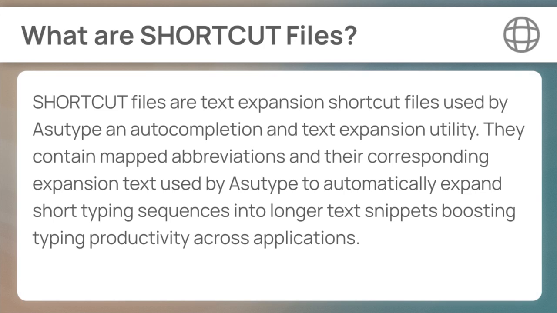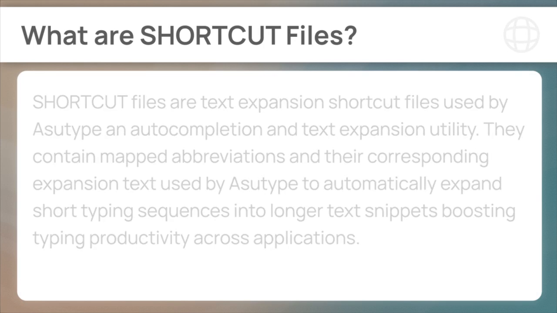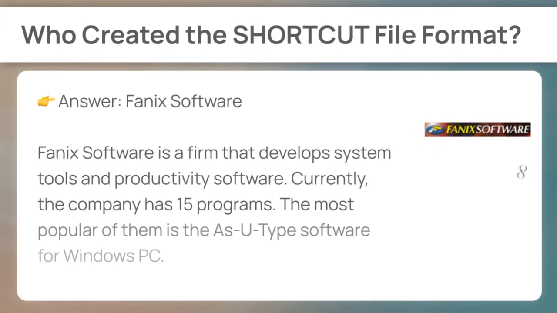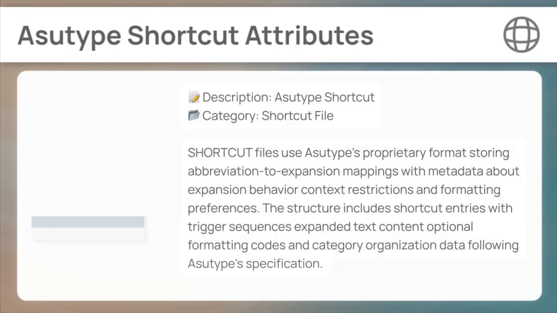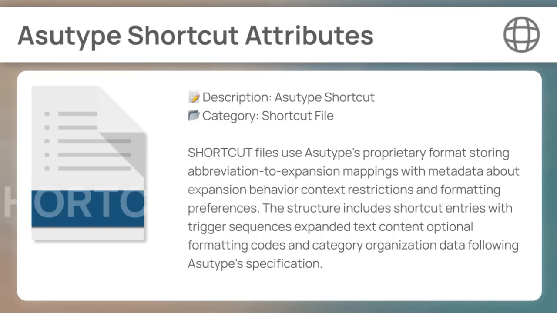They contain mapped abbreviations and their corresponding expansion text used by Asutype to automatically expand short typing sequences into longer text snippets, boosting typing productivity across applications. Shortcut files use Asutype's proprietary format, storing abbreviation-to-expansion mappings with metadata about expansion behavior, context restrictions, and formatting preferences.